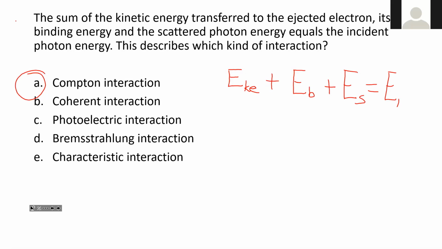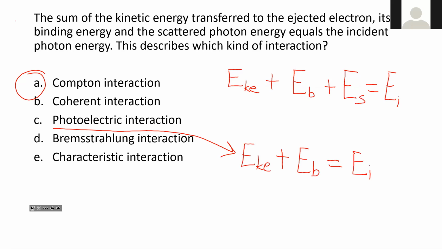Now, you want to know what this one looks like? This would be the kinetic energy given to the electron plus the binding energy equals the energy of the incident photon. That would be photoelectric.